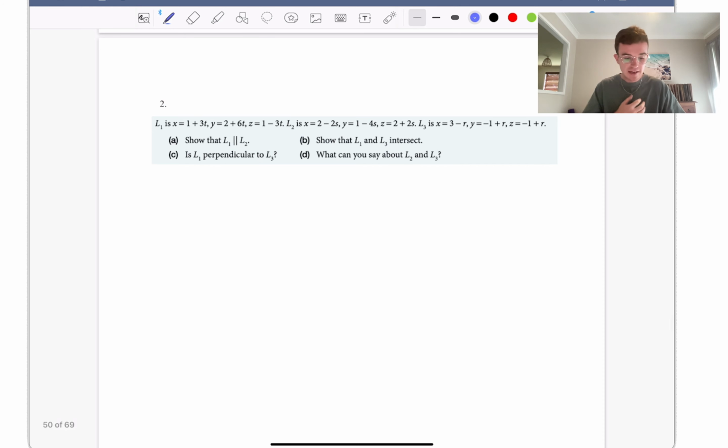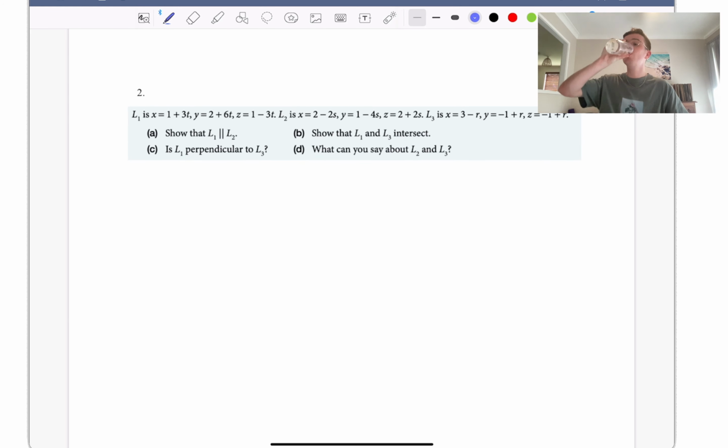Example number 2 for today. We've got L1 is x is 1 plus 3t, y is 2 plus 6t, and z is 1 minus 3t. We've got L2 and also L3. Show that L1 is parallel to L2. To do that, to find whether vectors are parallel in parametric form, we're just looking at the ratio of their direction vectors. So 3, 6, and minus 2.